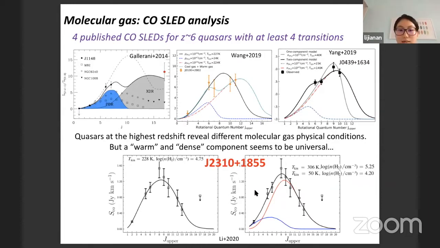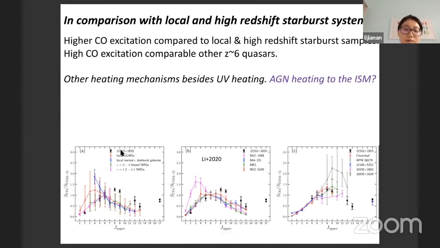So what is the heating mechanism of this highly excited CO component? We then compare the CO SLED of this quasar, in black, with the local LIRGs and starburst galaxies, and also the high redshift submillimeter galaxies. We find that this quasar shows high CO excitation at J equals 8 and above compared to these starburst systems. We also compare this quasar with local representative starburst galaxies and AGNs, and we find also higher CO excitation for this quasar compared to the local examples. And here is the SLED comparison with other redshift 6 quasars and also the redshift 2 to 4 quasars. We find that this quasar has a SLED among the highest of these high redshift quasars.